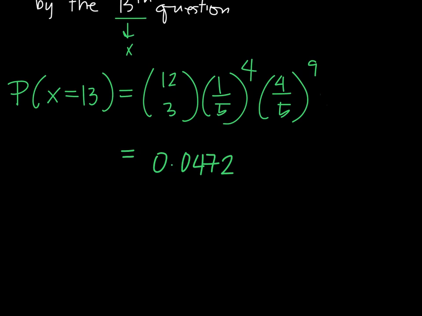In percent, this is equal to 4.72%. So that's how small the probability is to get 4 questions correctly by the 13th question. That should be our note, by a certain item, by the 13th question.